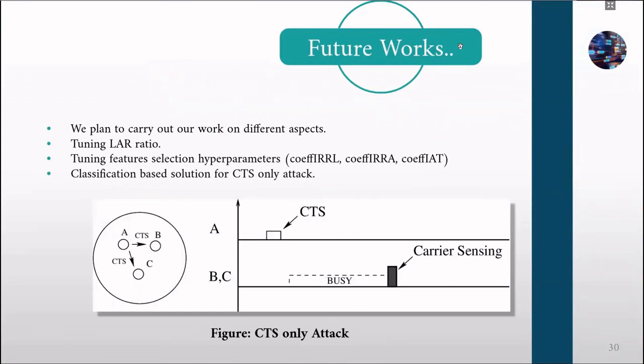So, what can be the future works of our tasks? We plan to carry out our work on different aspects such as tuning LAR ratio and coefficient of IRR in learning phase, coefficient of IRR in action phase, and coefficients of interarrival time. Also, find a classification based solution for CTS only attack, where an attacker only sends CTS packets randomly to jam the channel.